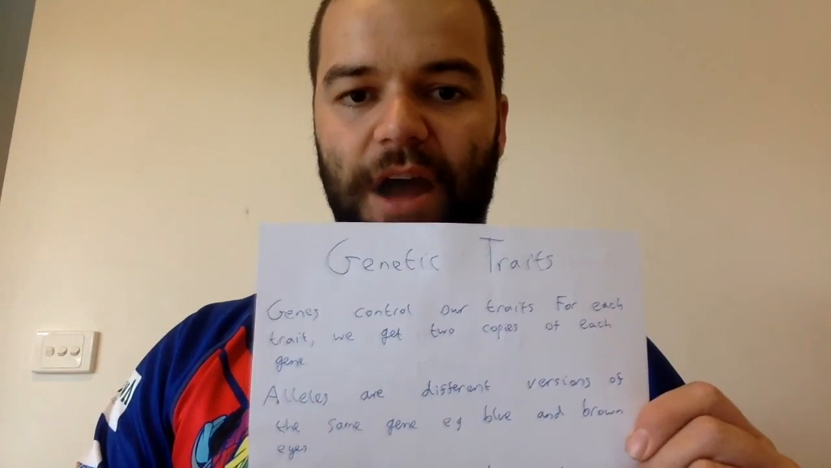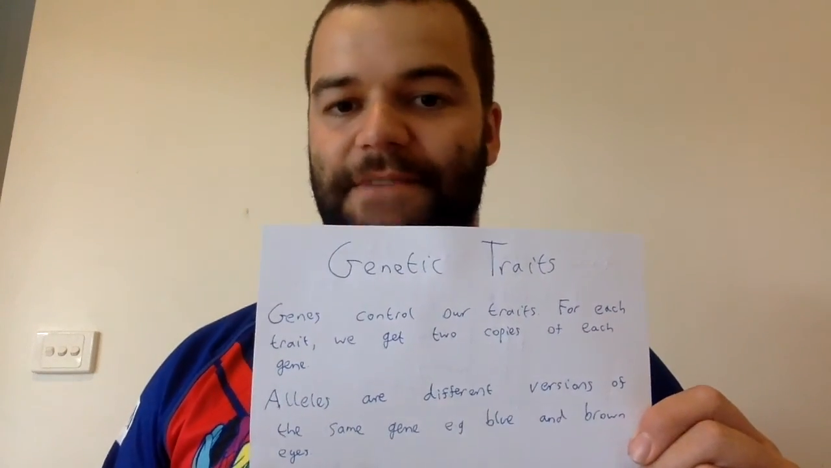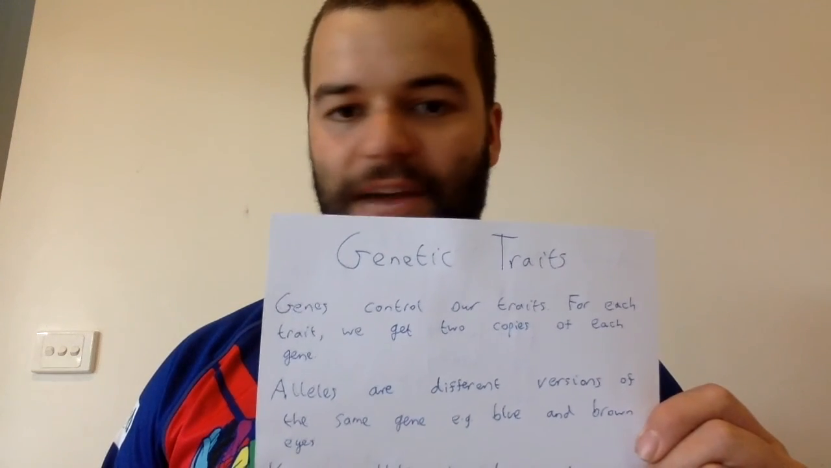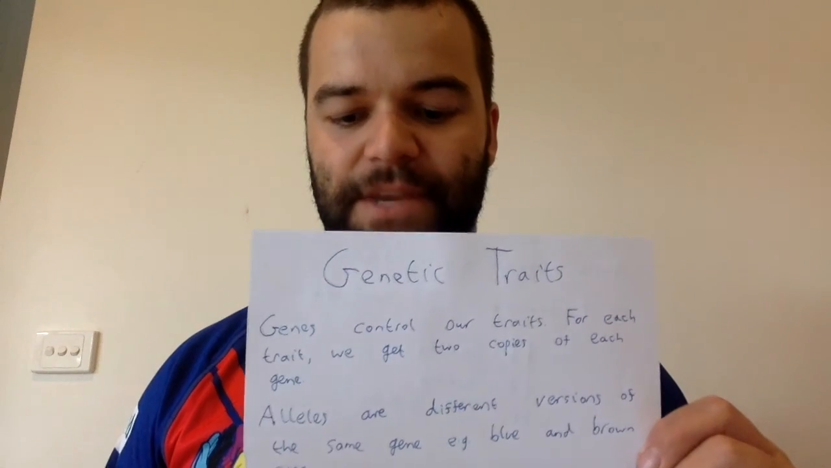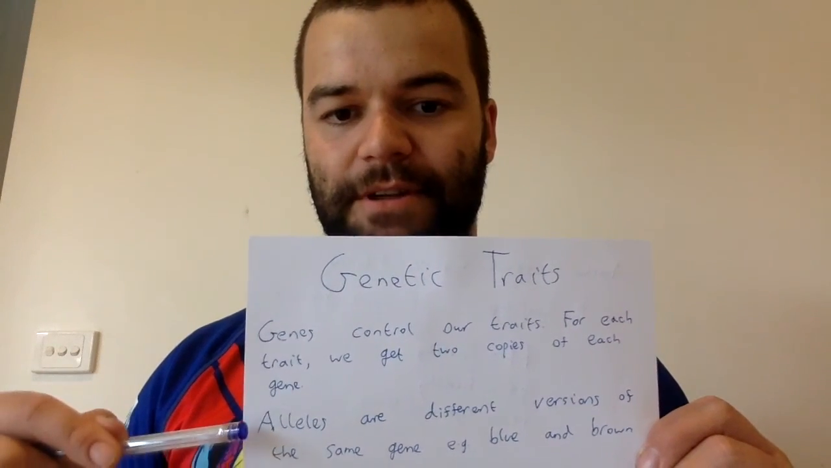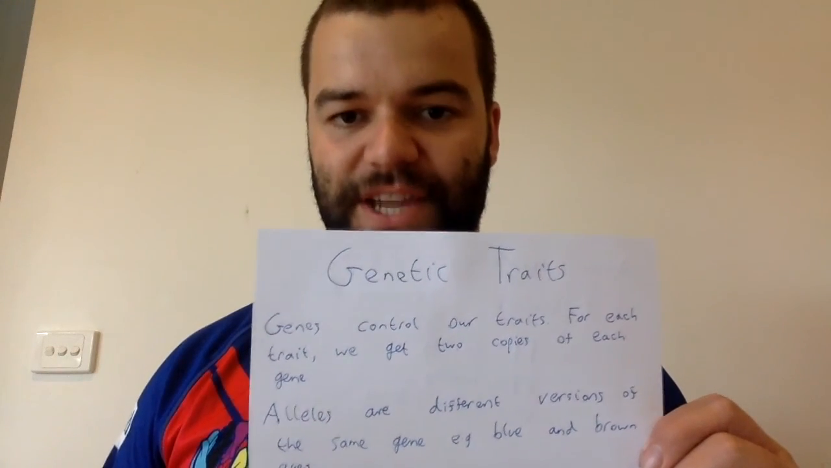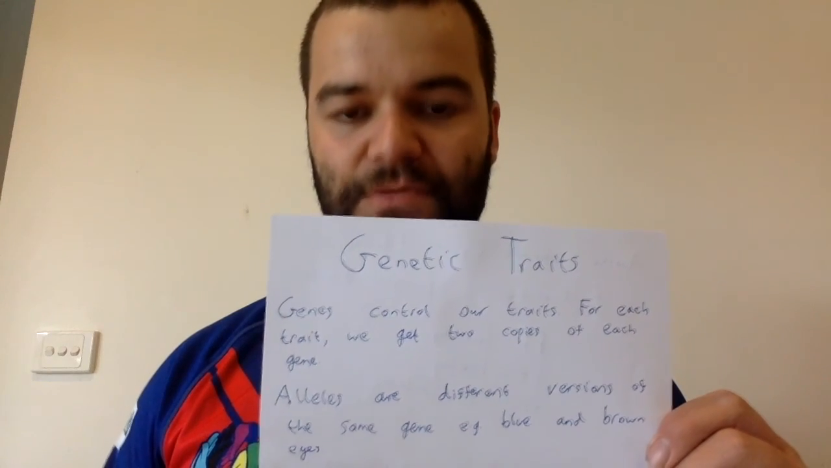So for example, eye colour. People can have various different eye colours, blue, brown, green, whatever. Those are all alleles of the eye colour gene. So if you see this term allele, that means versions of a gene, different versions of a single trait.